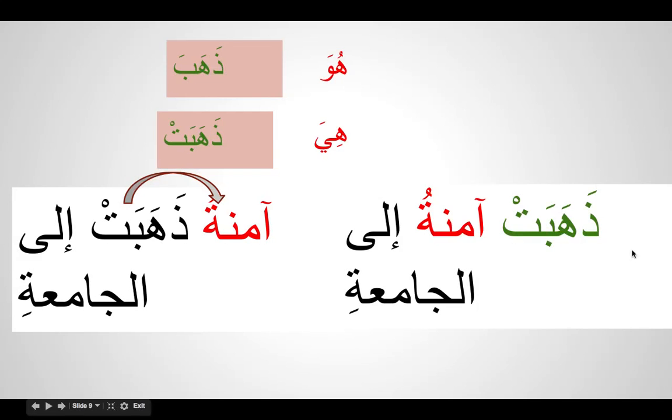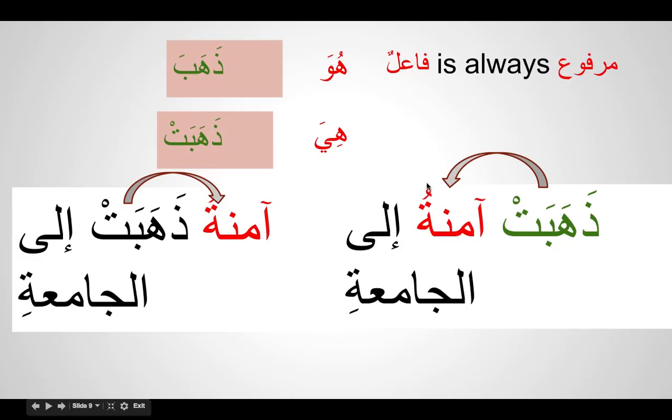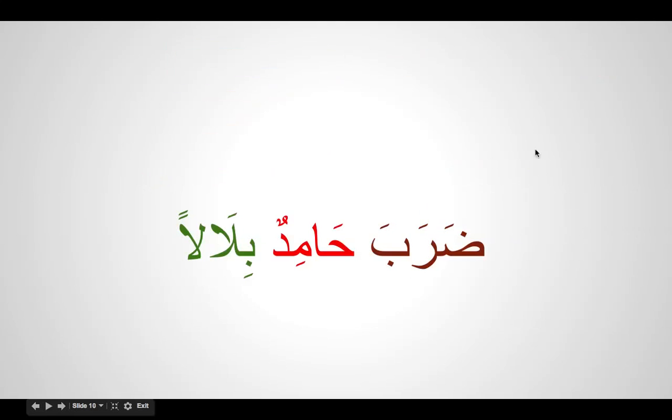Now the other sentence: dhahabat Aminatu. The sentence is beginning with a verb, and we know that if we see ta' ta'nith, that means we are looking for a feminine word, and we got Aminatu, and that is a fa'il because it is coming after the verb. The fa'il is always marfu, and the sign of marfu is dhamma.